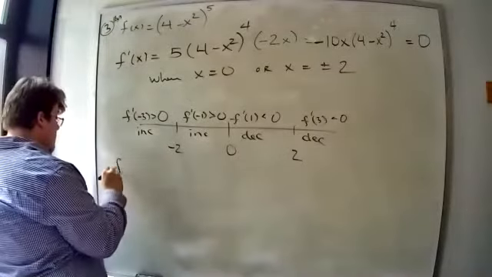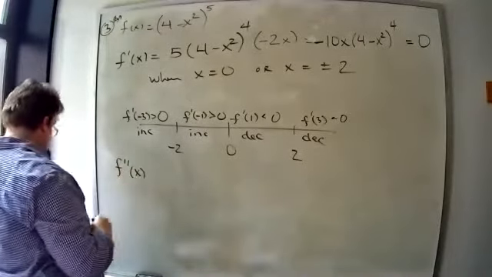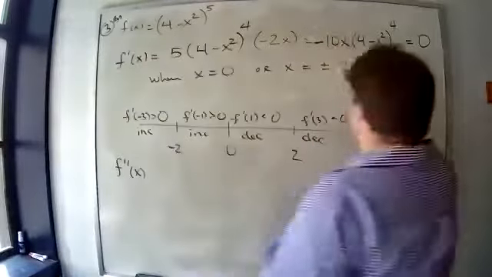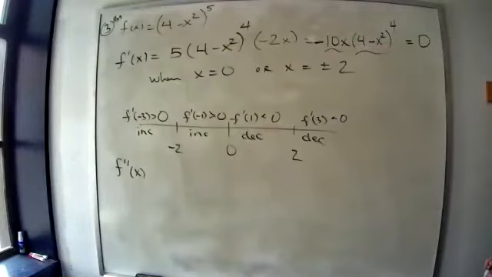Okay. Now, second derivative, well, we have to take the derivative of this. And that, notice, is now a product. So we're going to need a product rule to take this derivative.